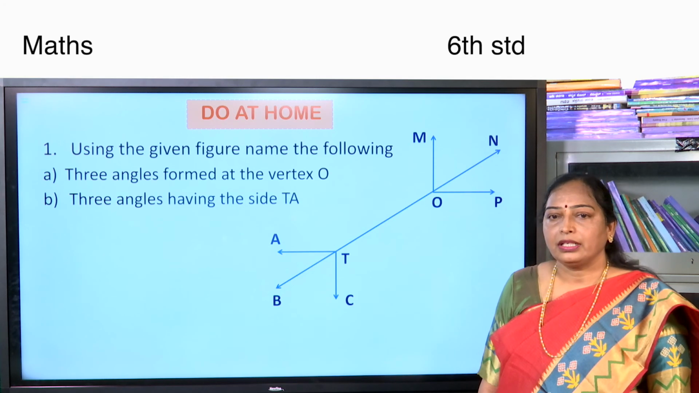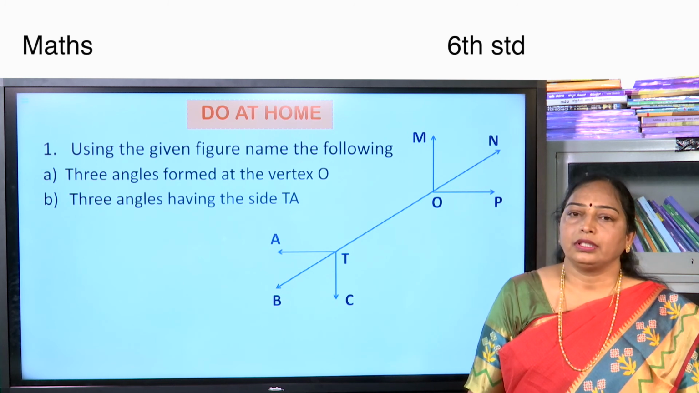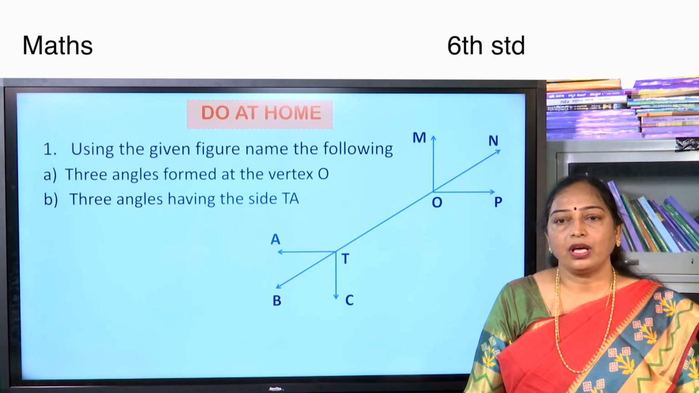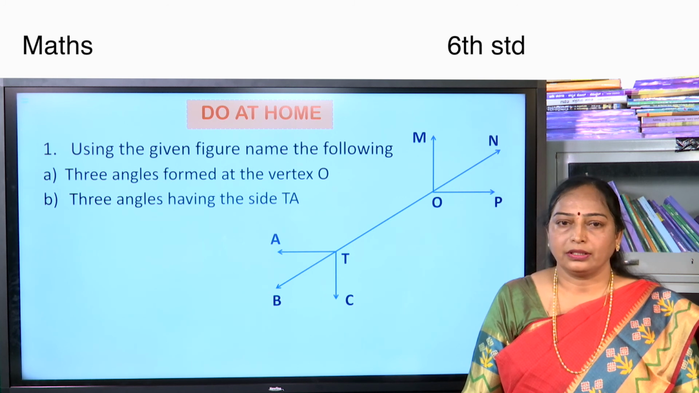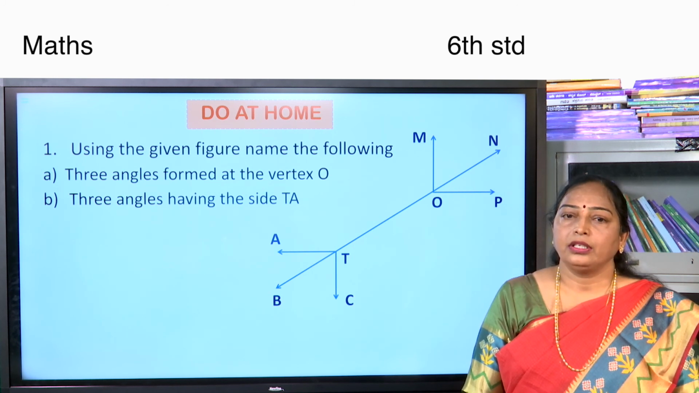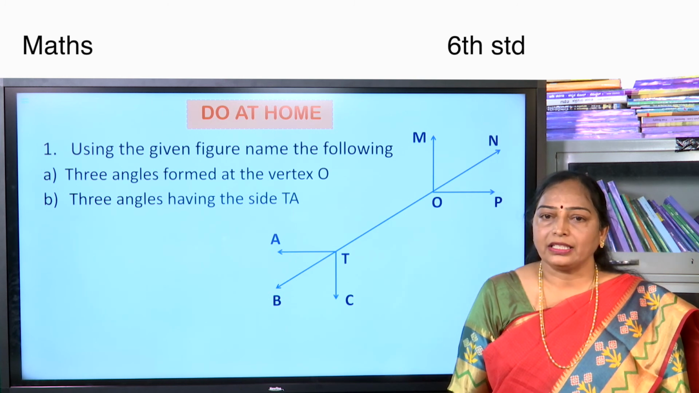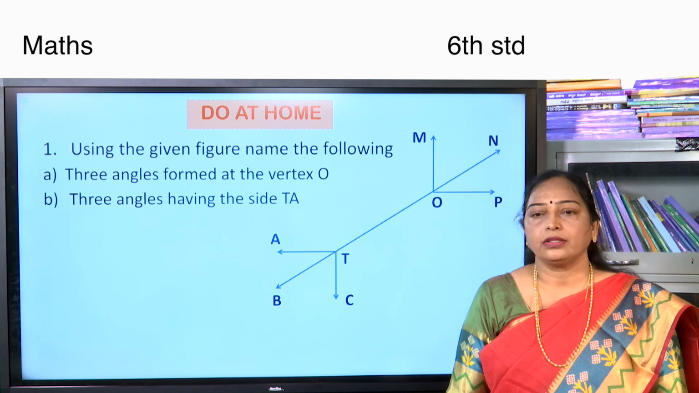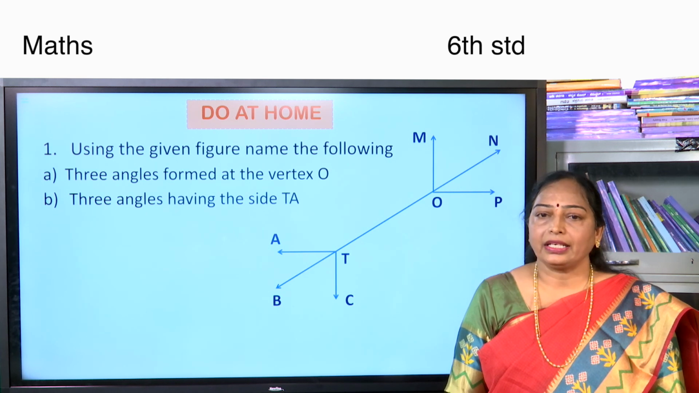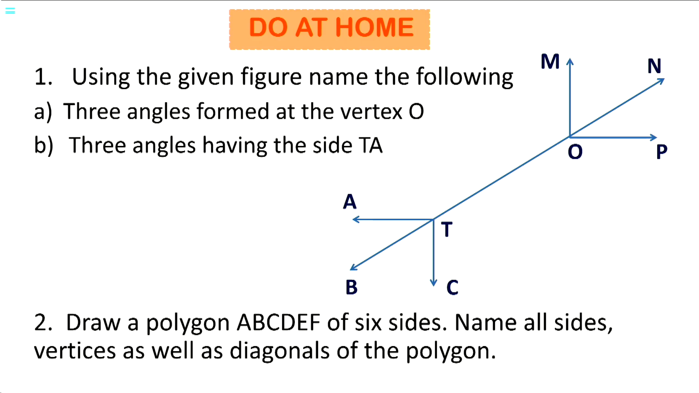Children, write down in your notebook. Here I am giving some questions. Solve at home and show your teachers. Using the given figure, name the following 3 angles formed at the vertex O. 3 angles having a side T. Draw a polygon A, B, C, D, E, F of 6 sides. Name all sides, vertices as well as diagonals of the polygon.